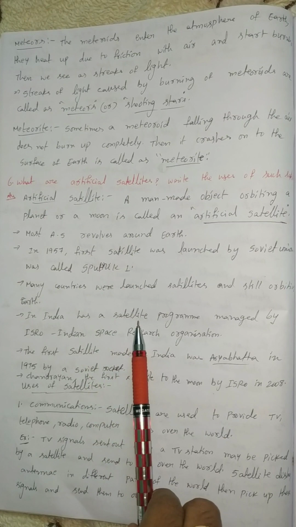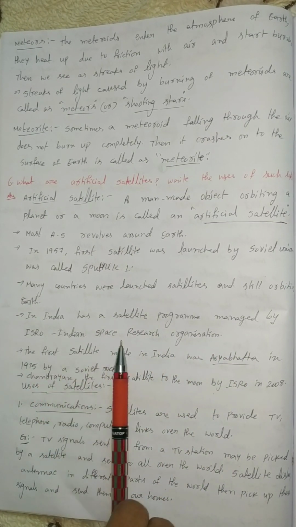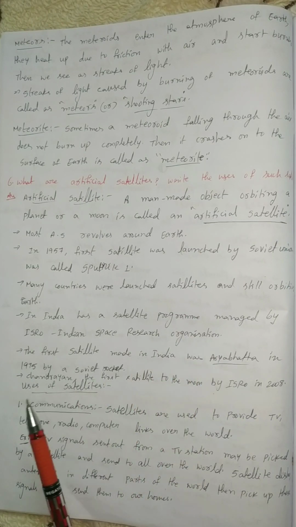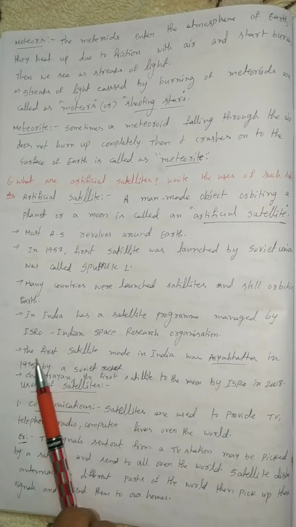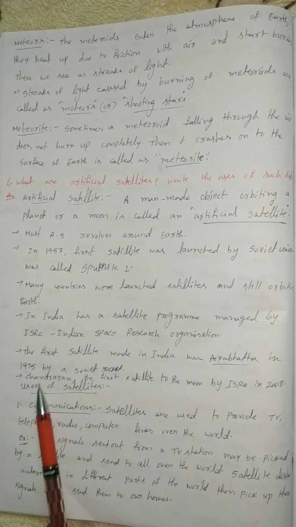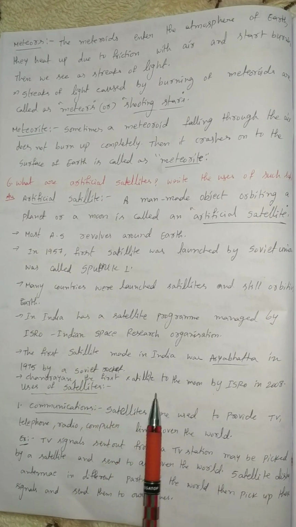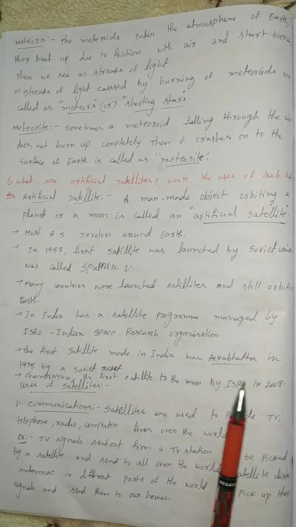India has a satellite program managed by ISRO. ISRO means Indian Space Research Organisation. The first satellite made in India was Aryabhata in 1975, launched by a Soviet rocket. Chandrayaan was the first mission to the moon by ISRO, in 2008.